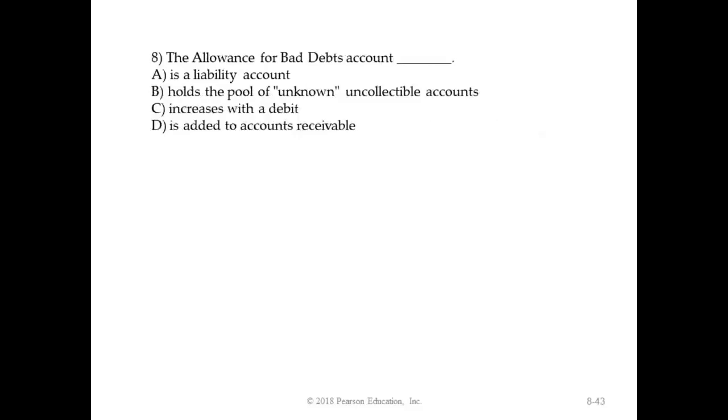Number 8, the allowance for bad debts account is A, a liability account? No. B, holds the pool of unknown uncollectible accounts? You know what? That one sounds good. C, increases with a debit? No, it's always going to increase with a credit. And D, is added to accounts receivable? No, the allowance for bad debt account is a contra account, so it's going to be a reduction of the accounts receivable to get to the net realizable value. This one is going to be B. It's the pool of unknown uncollectible accounts. So we've got a pool out there. We just don't know which accounts are going to be uncollectible.